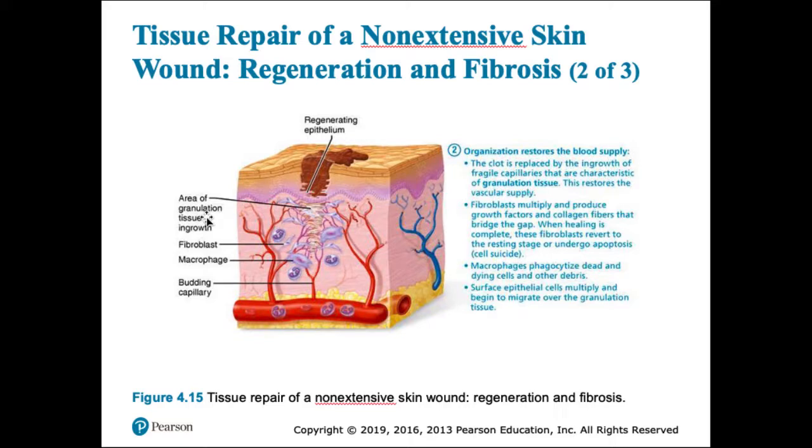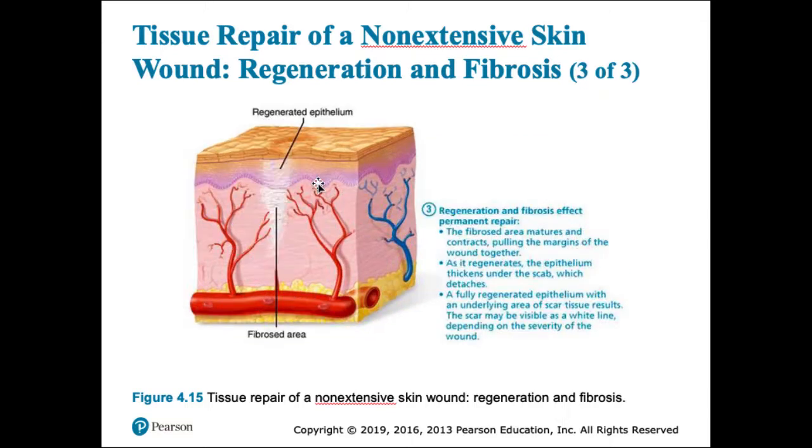Then we start having a reorganization that restores the blood supply. The clot is replaced by an ingrowth of fragile capillaries that allows for granulation tissue, and this restores the vascular supply. Macrophages phagocytize dead and dying cells. Surface cells begin to multiply faster to help heal and granulate that tissue, and then you have regenerated epithelium.